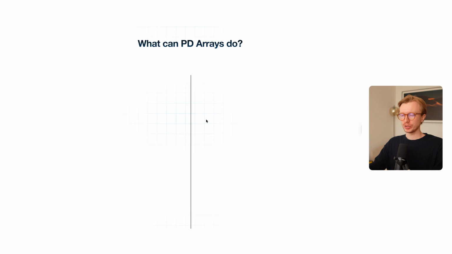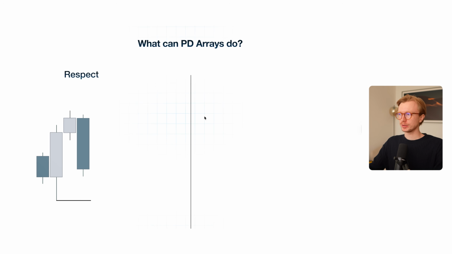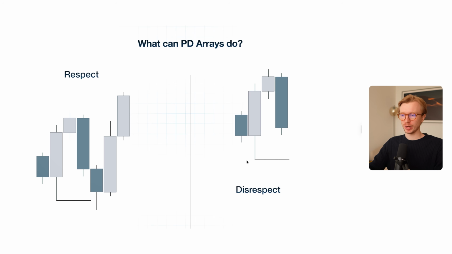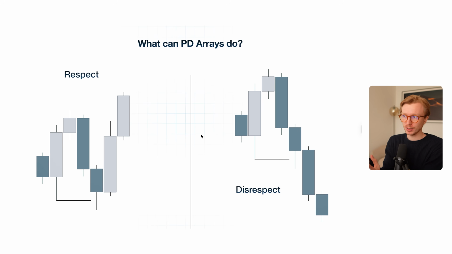Now, what can these PD arrays do? Important to understand before we move back to the market structure. PD arrays can either respect or they can disrespect. So what does respecting a PD array look like? When we trade into that PD array, for example, that swing low, we're simply rejecting away from it. That means we are respecting it. If we are disrespecting it, that means we have that same PD array, that swing low, for example, and instead of rejecting away from it, we are just essentially blasting through it. We are just continuing lower right there. So we are disrespecting it. So that's the thing that the PD arrays can do.